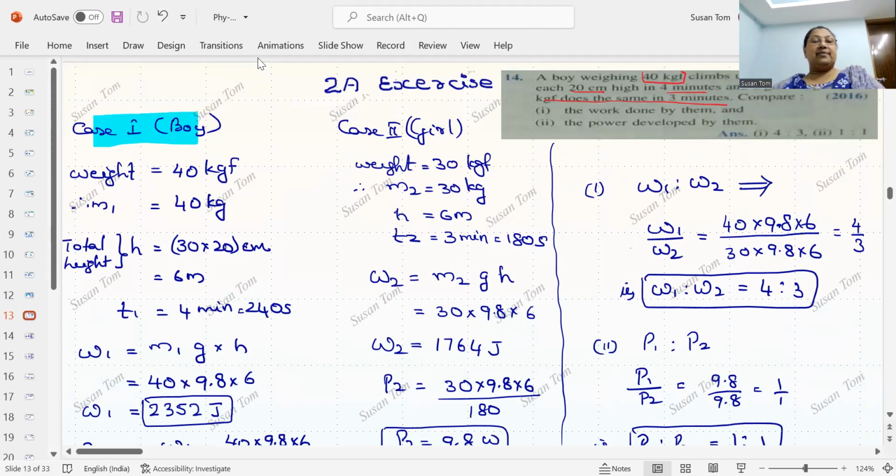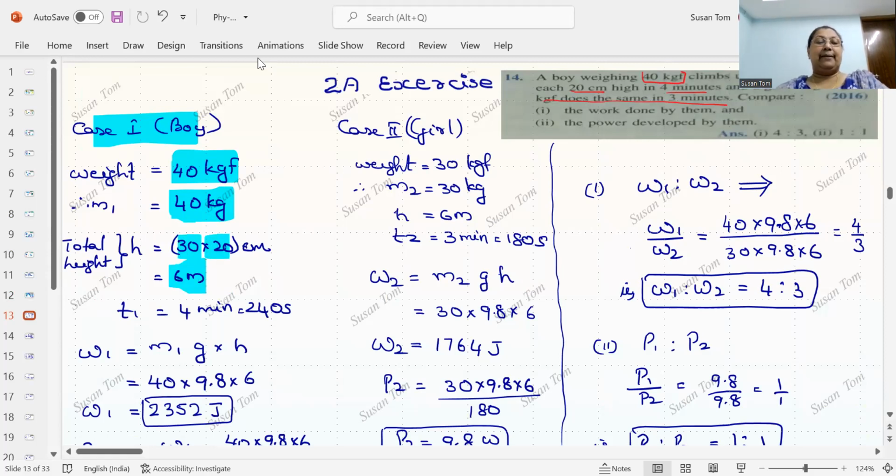In a similar way, we have to take two cases, one for boy and the other for girl. Okay, for boy, that is case 1, weight 40 kgf. When comparison is there, you need not convert it into newtons because it's kgf in both the cases, so they will be getting cancelled. Mass is 40 kg. 40 kgf, children, is the weight, so the mass is 40 kg. Okay, and total height is 30 steps each with 20 centimeter, like before, only it is 6 meter. Time is 4 minutes, which is equal to 4 into 60, 240 seconds.